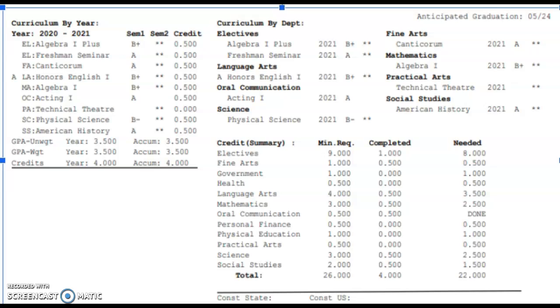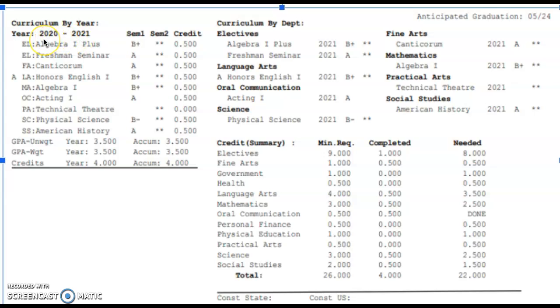Hello, I'm Miss Hay, and I want to do a really quick review of a transcript. A transcript is really just a record of what you've done in high school. Now, this is a copy of a student's, and if you'll look at the top, school year is 2020 to 2021, which is our year now.